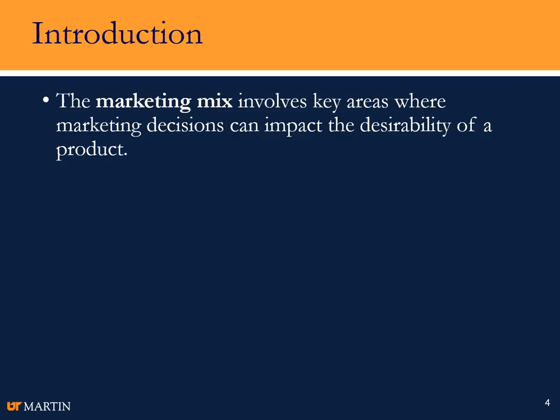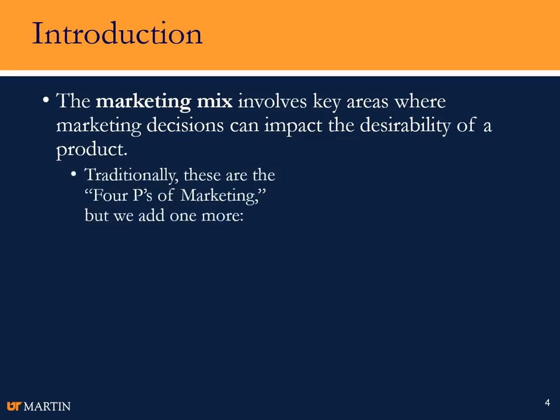The marketing mix in general involves areas where marketing decisions can impact the desirability of a product. So it's areas where a business can work to make its product seem more marketable to consumers. Traditionally, there were four P's of marketing. We're going to add one more, but the four original ones were product, price, place, which we could also call distribution, and promotion. And that's, we'll get into that. It's going to be advertising, public relations, and selling. And the last one we're going to add is people.